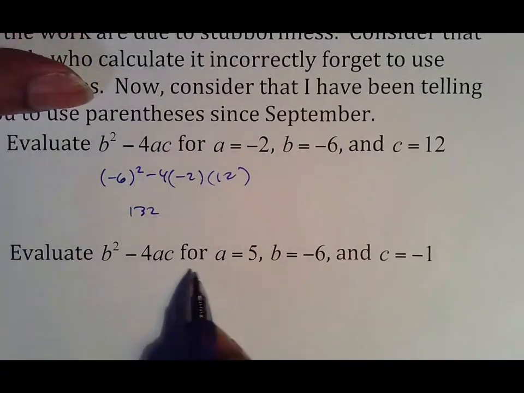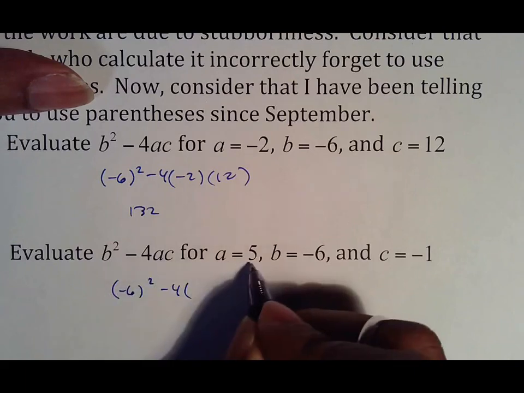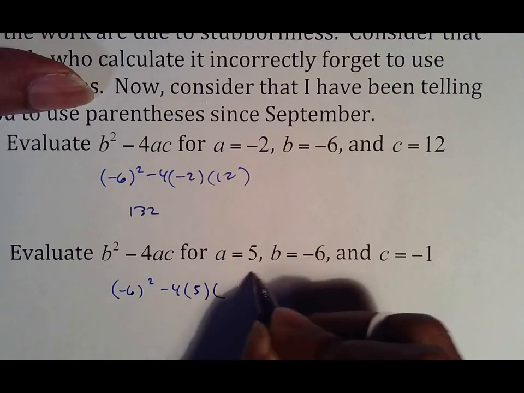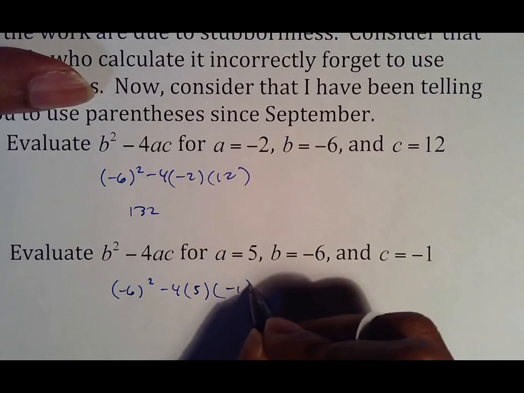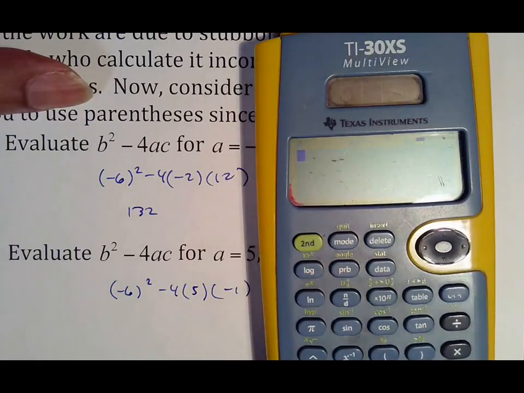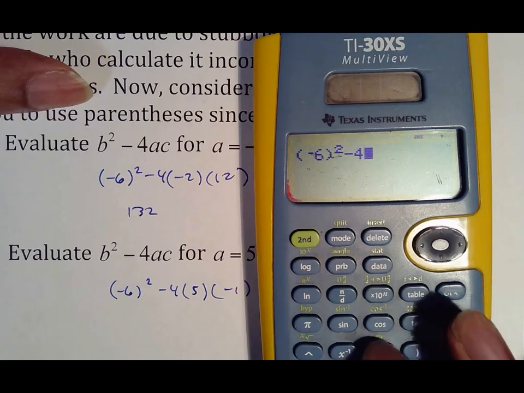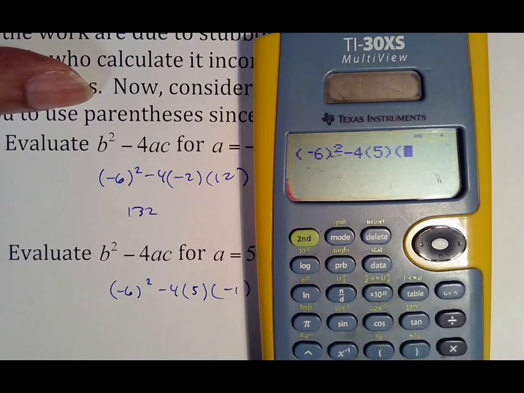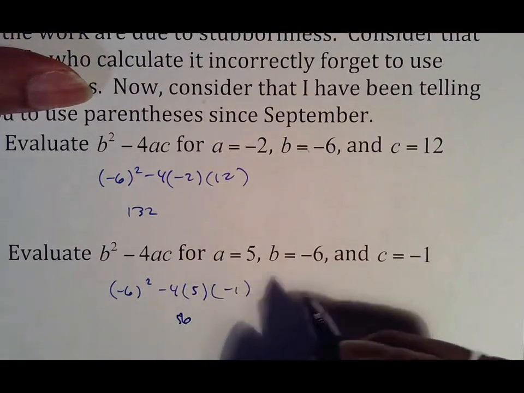Same thing here. b squared minus 4ac. b is negative 6 squared minus 4 parentheses 5 parentheses negative 1. I thought I messed up on the other one. And so again, type it in exactly the way you would write it. Parentheses negative 6 close squared minus 4 open 5 close open negative 1 close, which is 56.